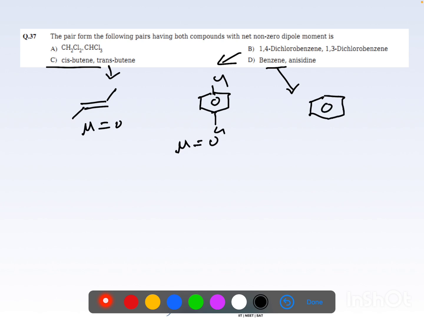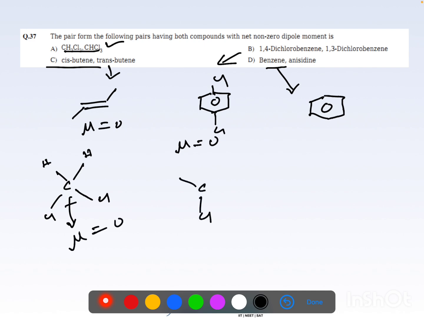So only in option A, both the compounds, CH2Cl2 and CHCl3, have a non-zero dipole moment. Okay, so option A will be correct.